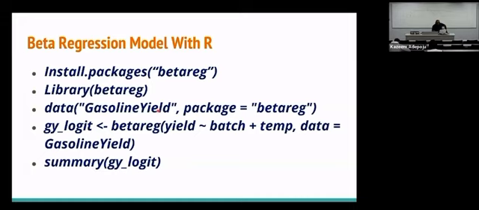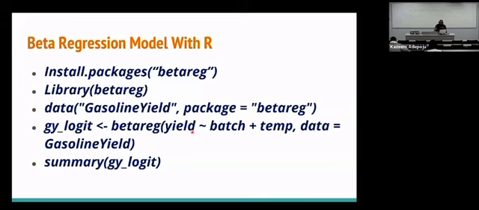If I now want to model this, you know what I'm going to do? It's going to be betareg. Do you see betareg? The yield is the response variable. You know what I want to do here? I'm looking at the effect of batch and temperature on the yield, because I know in the process of fractionation or distillation, crude oil is being converted to gasoline.